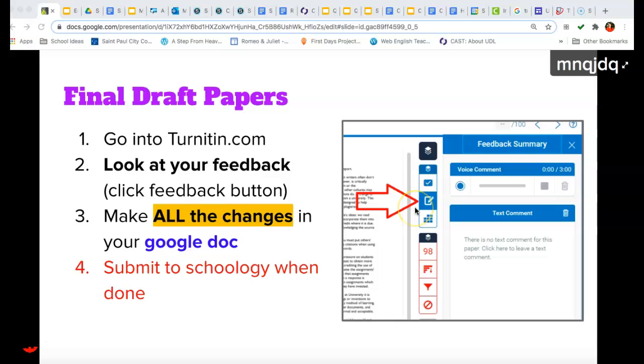Make all the changes, okay? It's really important that you read through all the changes and that you make them in your Google Doc, and when you're done making all those changes, you can submit it to Schoology.